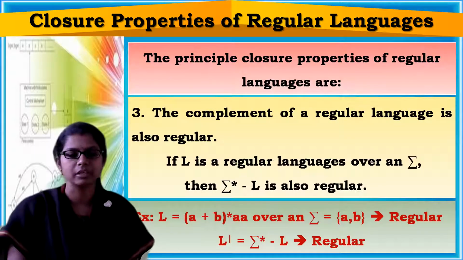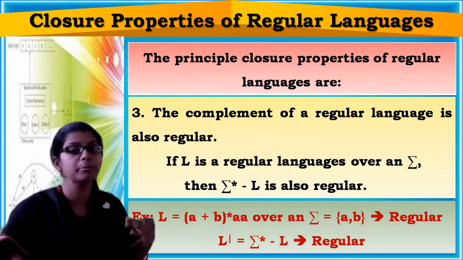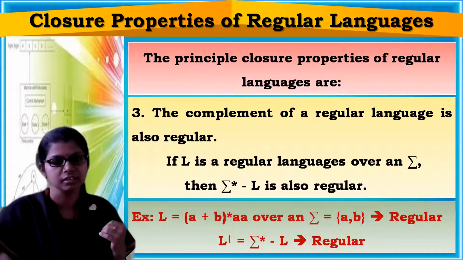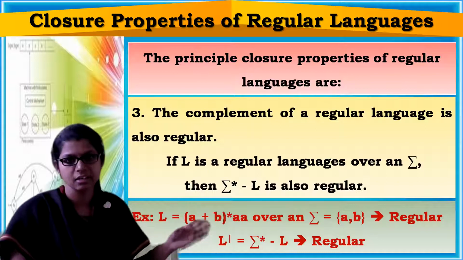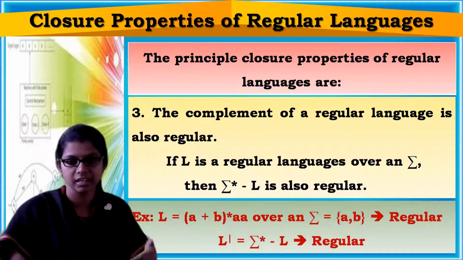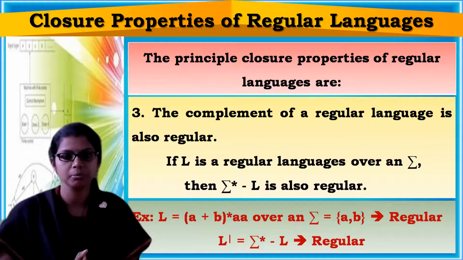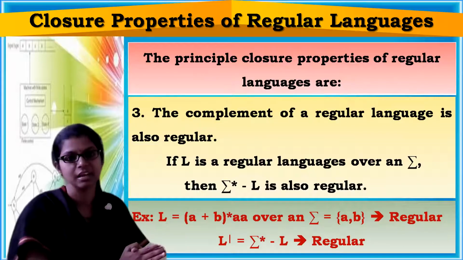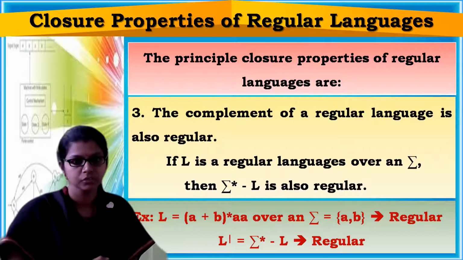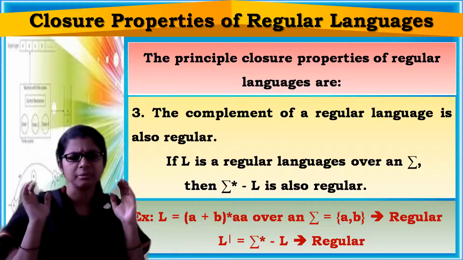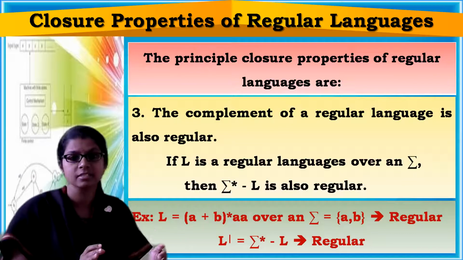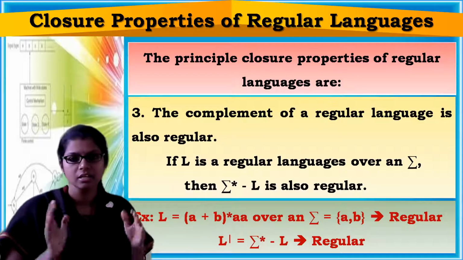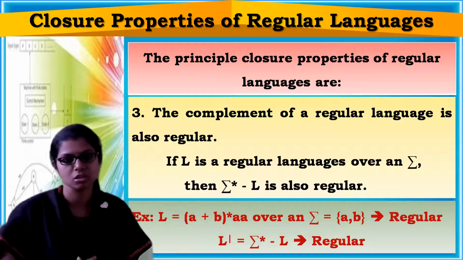Next, coming to the third property, the complement of a regular language is also regular. This means if L is regular over an alphabet, then its complement is also regular. How can you get its complement? By subtracting the given language from alphabet closure. That is, all the possible strings that can be generated from the alphabet, minus the strings that are present in the language. That gives us the complement. So if L is regular, its complement is also regular.